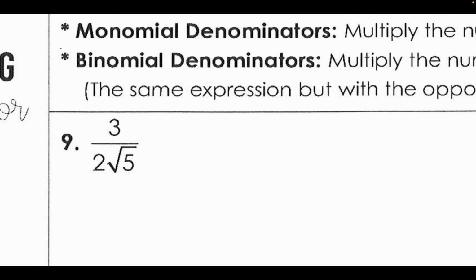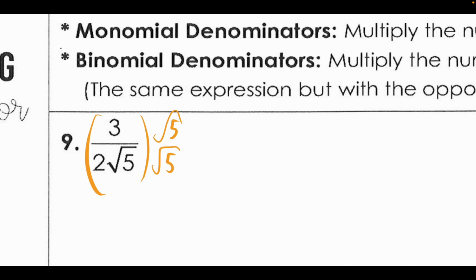So on 9, 3 over 2 square root 5. We'll look to see if we can reduce anything. We can't. We have a radical in the denominator. We don't want that. We're fine with this 2 down there. We're fine with this 3. We're just not fine with this square root of 5. That's our only issue. So we're going to multiply the top and bottom by, specifically, the square root of 5.